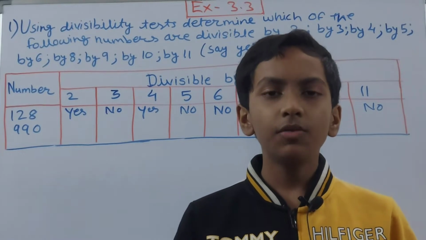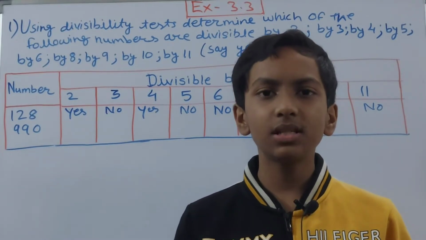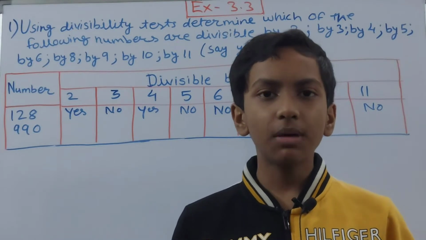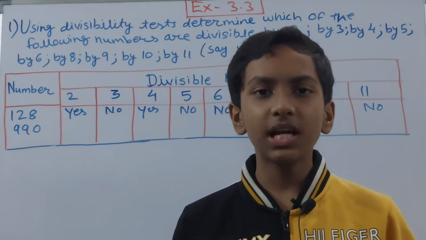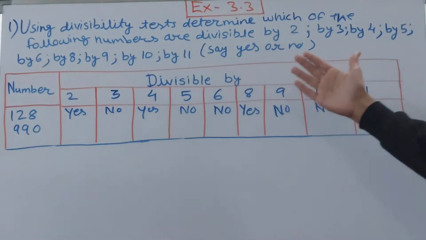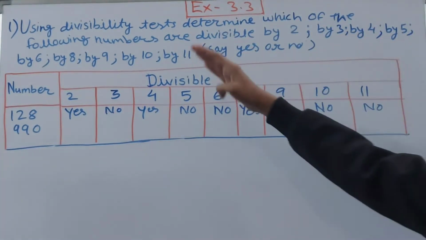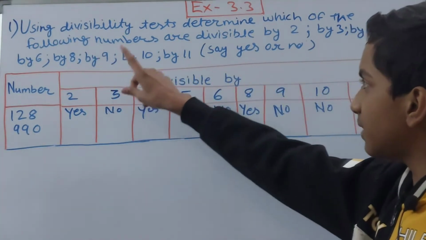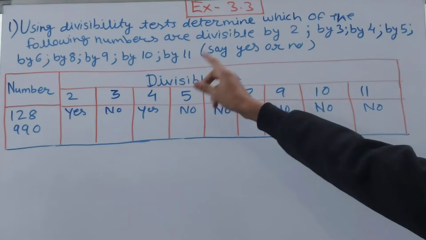In this video, we are going to solve NCERT Maths Class 6 Chapter 3 Playing with Numbers Exercise 3.3 Question number 1. So friends, without wasting any time, let's get started. This question says using divisibility tests determine which of the following numbers are divisible by 2, by 3, by 4, by 5, by 6, by 7, by 8, by 9, by 10, by 11.